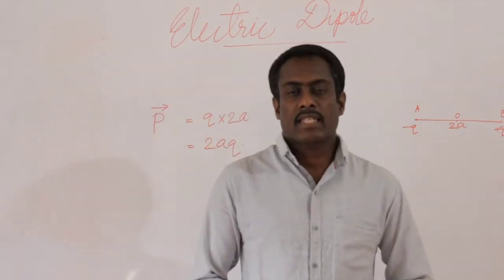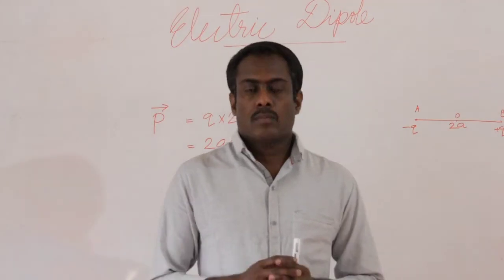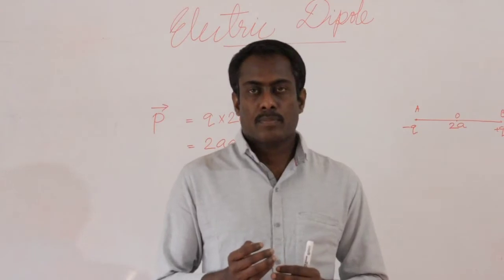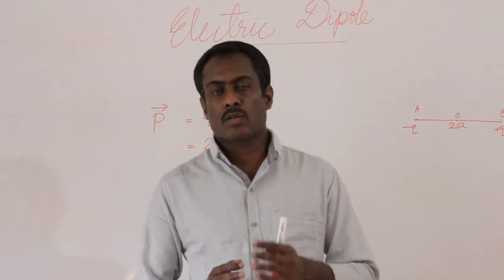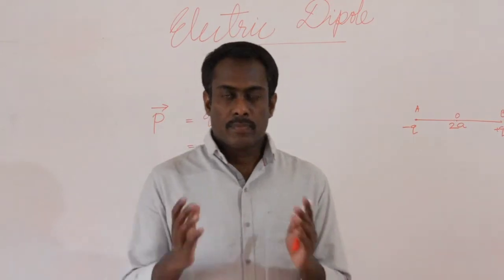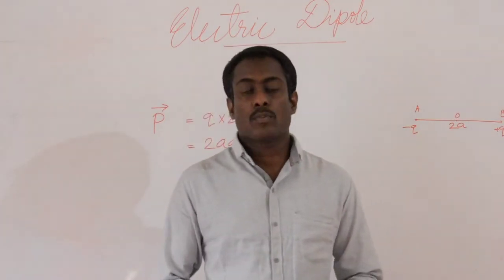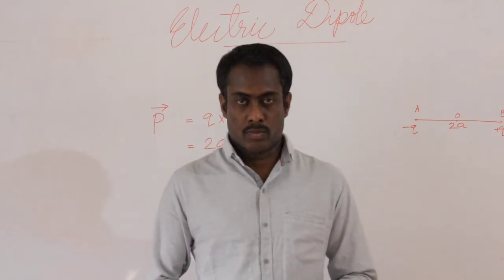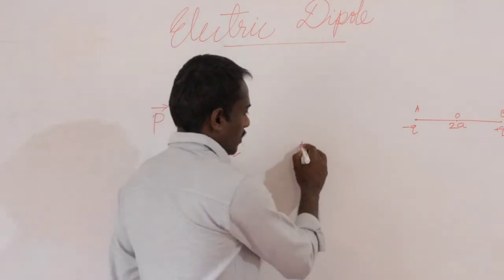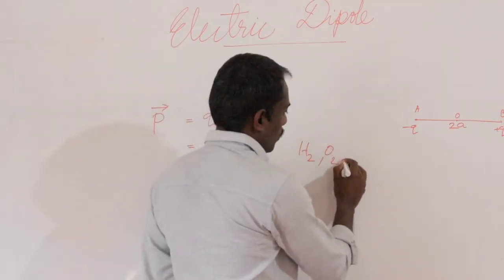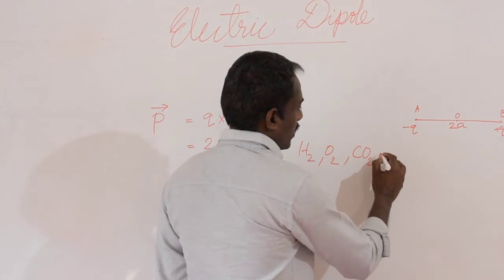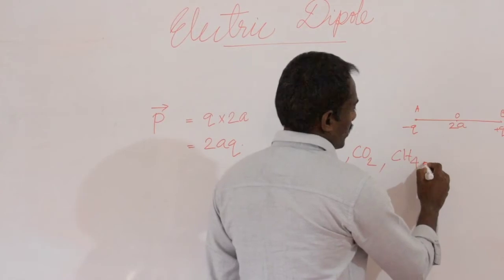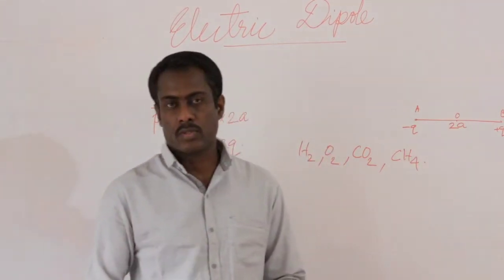Then what is the physical significance of dipole moment? In most molecules, we know that the center of the positive charge coincides with the center of the negative charge. Therefore, in such molecules, the dipole moment is 0. These molecules are called non-polar molecules. For example, H2, O2, carbon dioxide, CH4, etc. are examples of non-polar molecules.